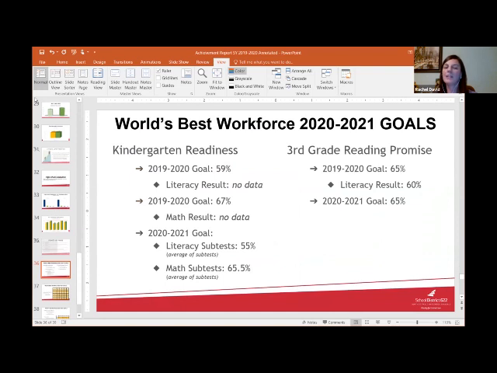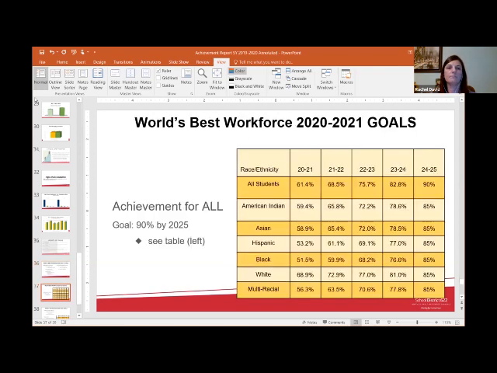As we consider what our goals are for this year, we presented this to advisory just about a week and a half ago, that we have maintenance goals. For each of the accountability measures, we'd maintain 55% for literacy in kindergarten, 65.5% in math for that kindergarten readiness. We'd work towards 65% proficiency in 3rd grade reading. For achievement for all, again, still working towards that 90% by 2025.